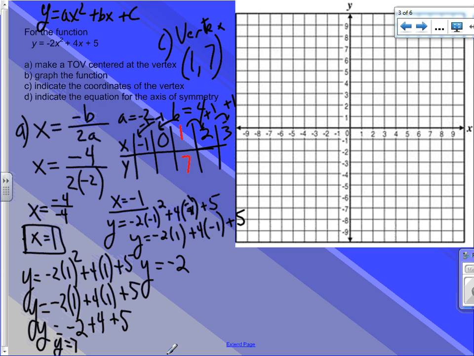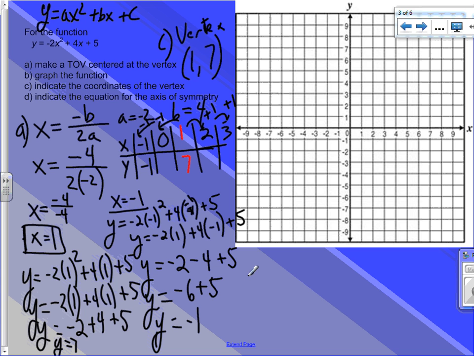Negative 2 times 1, negative 2. 4 times negative 1, negative 4. Negative 2 minus 4 is negative 6, and then negative 6 plus 5 would be, big finish, negative 1. Now, look what happened. We plugged in negative 1. What did the function spit out? Negative 1. Negative 1 is also paired with negative 1.